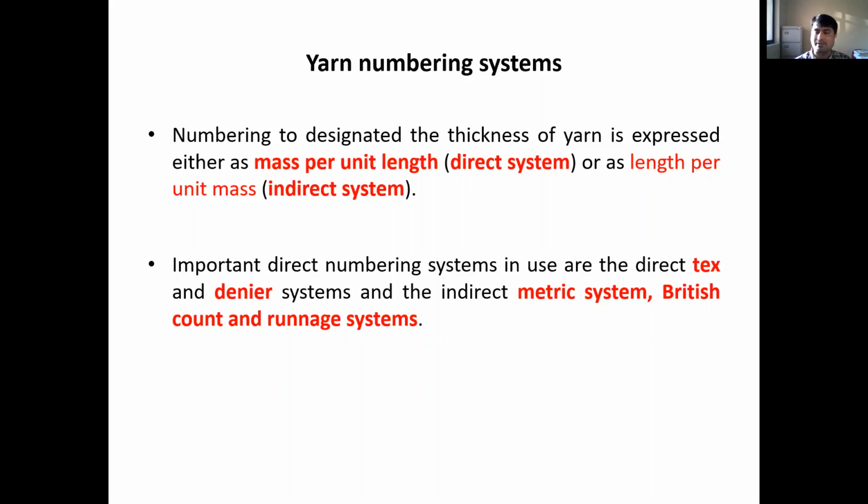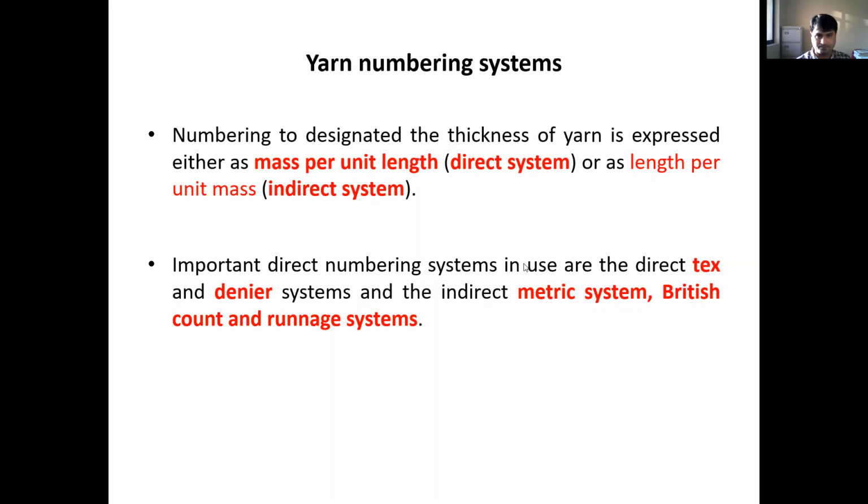Direct system, mass per unit length. Here length is constant, mass varies. People get confused, so they take a different one. So don't get confused. Direct system means mass per unit length. Length is constant, mass varies. In indirect system, length per unit mass is constant, but length varies.